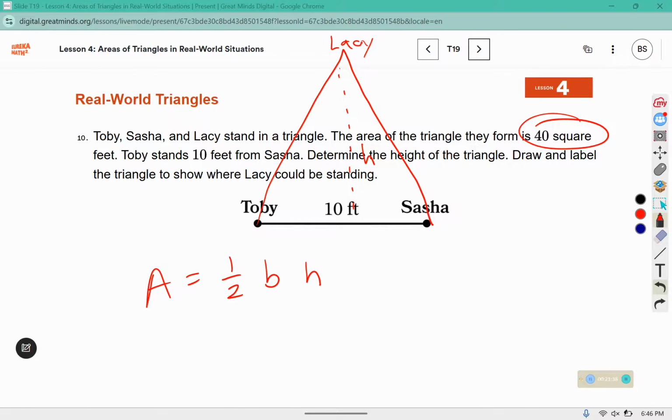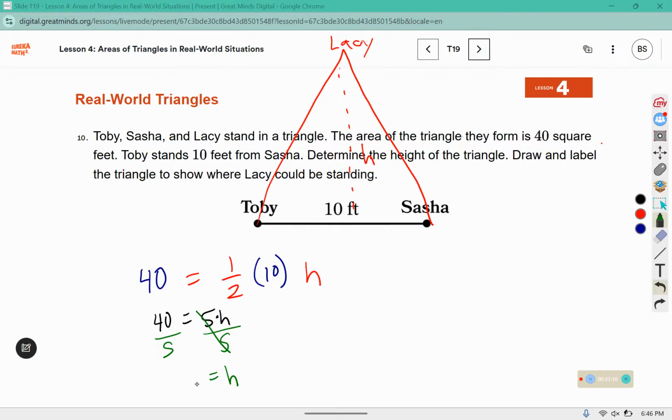We were told the area was 40 square feet. So I'm replacing A in the equation with the number 40. And here I see the base is 10, so I'm going to replace B with 10. And I need to solve it for H. Half of 10 is 5. So I have 5 times H. To solve this equation, I'm going to divide both sides by 5. This is H on the right, and 40 divided by 5 is 8. So this height must be 8 feet.